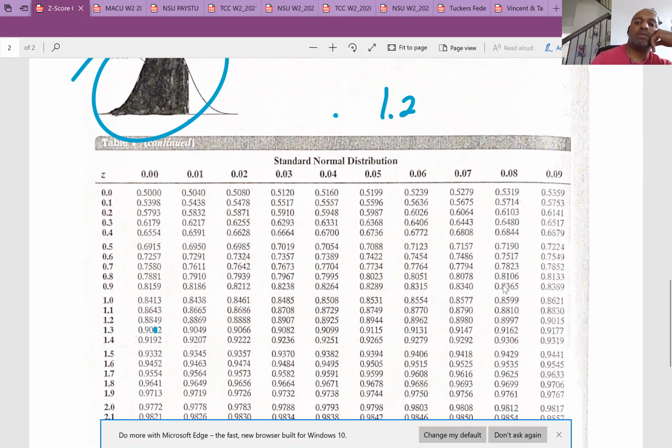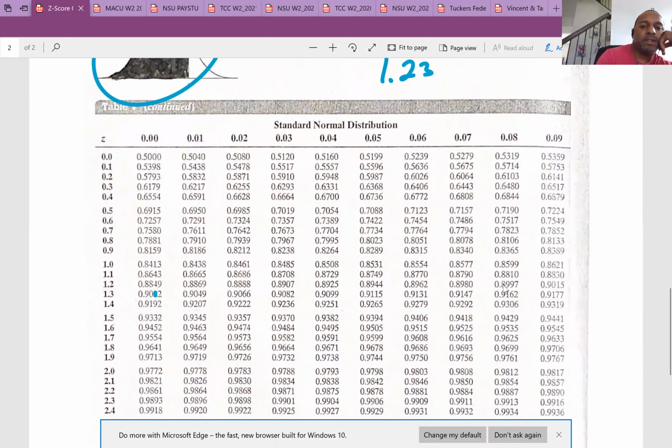We're looking for positive 1.23. So 1.2 is right here, and then the 3 is right here. And where they meet is the value we're going to pull from the chart, which is 0.8907.